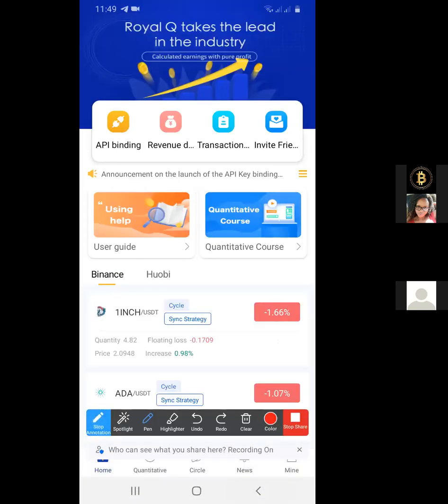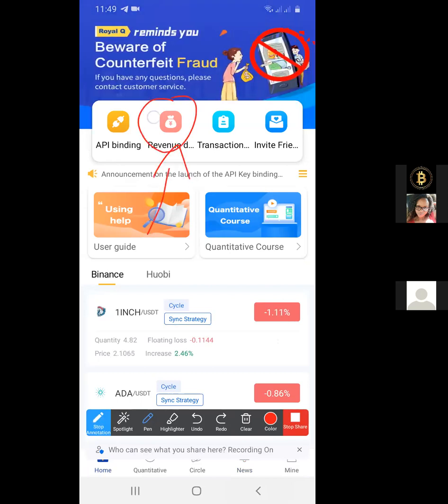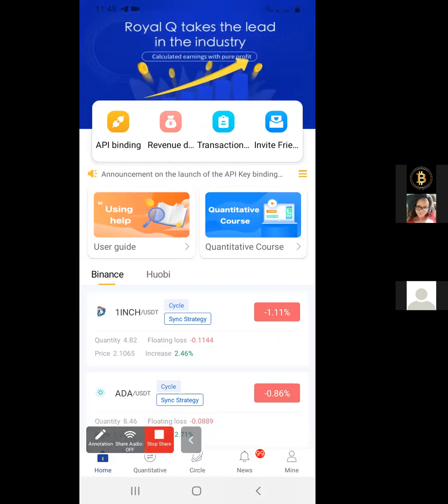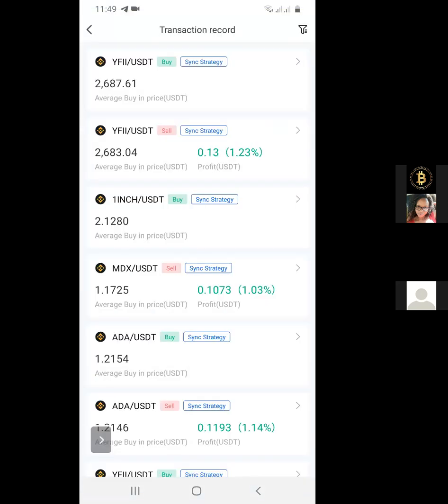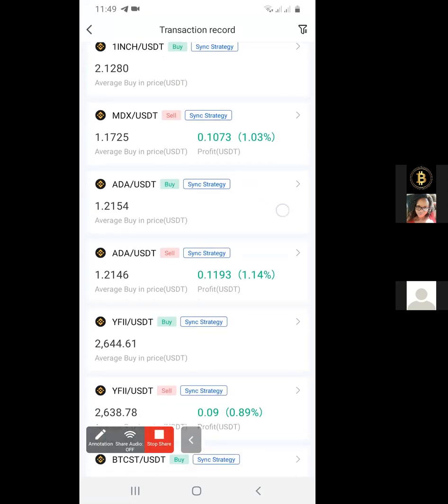Now, where do you see your profits? You will see your profits in 2 places, here under revenue and here under transaction, okay? So I'm going to open up a transaction so that you can see the robot only closes your trades once they are in profit. So this is my transaction record from the day that I started trading, and you will see there's only greens. There's only greens, okay?